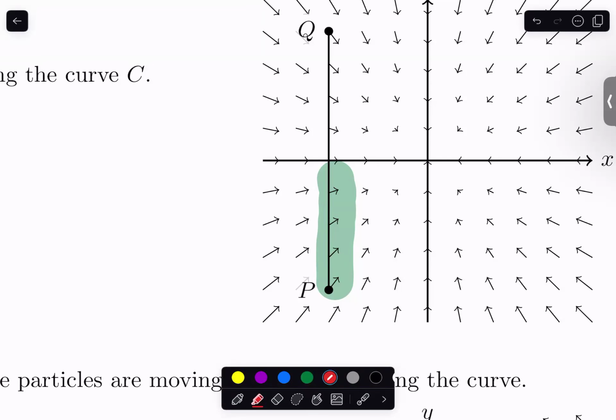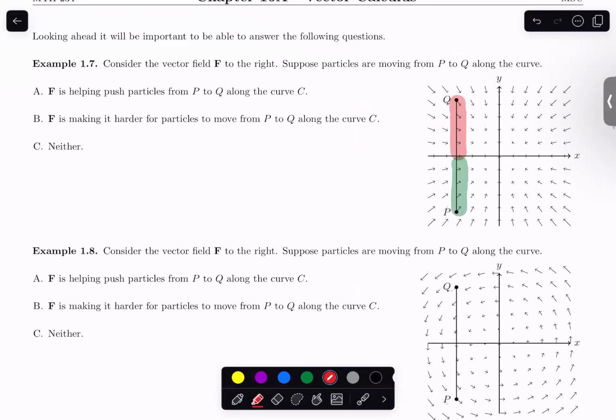But then later on, as we get up here, it looks like all of our good deeds that have been done seem to be canceled out by the second half of this, right? These ones seem to be pushing against particles moving from P to Q. So overall, the vector field has some time when it's helping and some time when it's hurting. And it seems like these cancel out with one another, so it neither helps nor hurts.